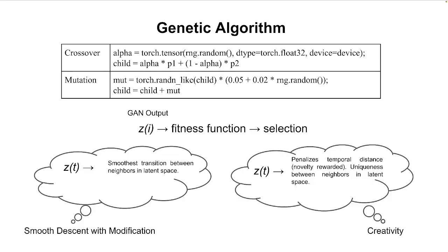In the other case, we have creativity. ZI is the GAN output, and ZT is the time series, the function we're operating with. Creativity is where we penalize temporal dependence and novelty is rewarded. Uniqueness between neighbors in latent space is the goal, so we want to have things that are unique in our ensemble. Again, we don't want huge jumps in our latent space, but we also want to reward novelty where it exists. So we have less respect for common ancestry and maybe more respect for novel things that emerge in a lineage.